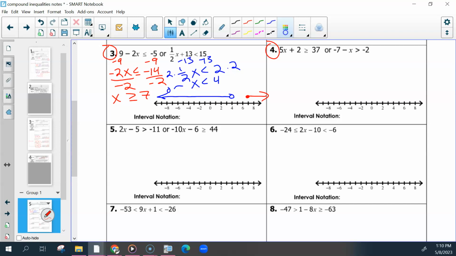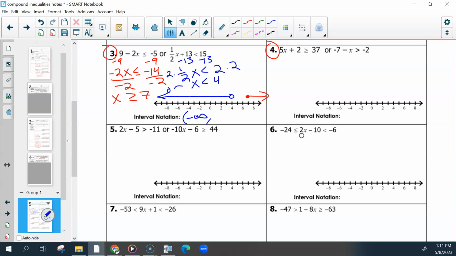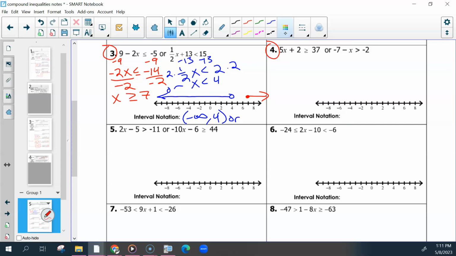And that interval notation, reading left to right, is going to go from negative infinity to 4, or, it's open, so parentheses. Then start again at 7. It's closed, so bracket. Questions on that one?